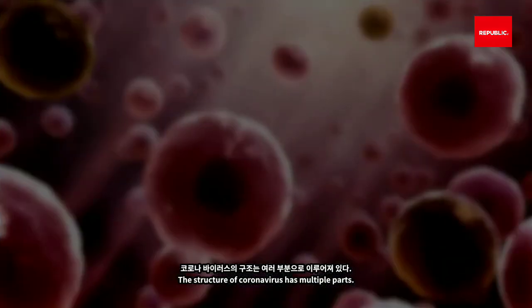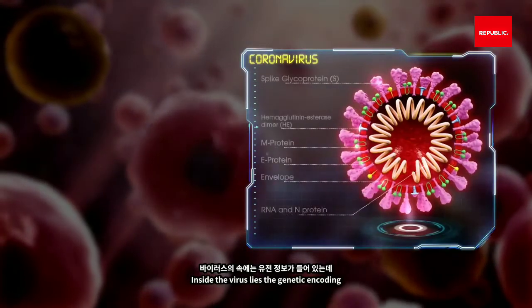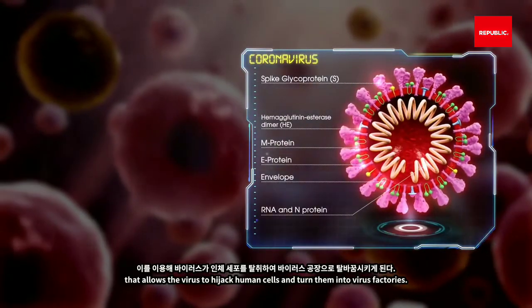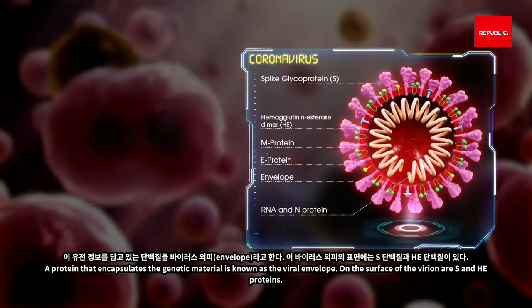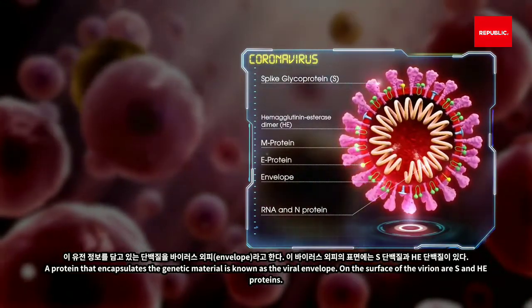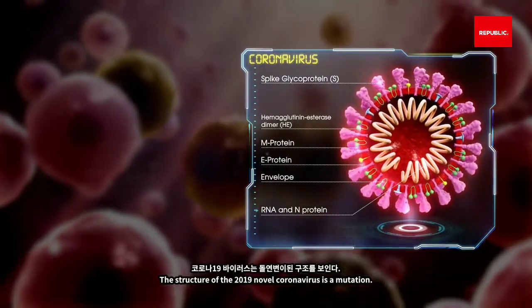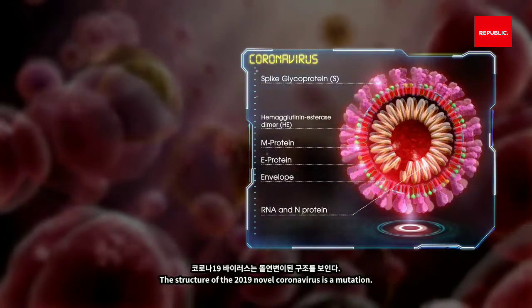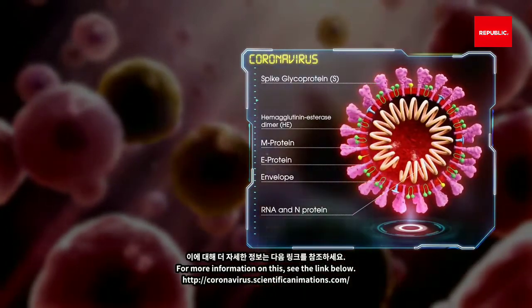The structure of coronavirus has multiple parts. Inside the virus lies the genetic encoding that allows the virus to hijack human cells and turn them into virus factories. A protein encapsulates the genetic material, known as the viral envelope. On the surface of the virion are S and HE proteins. The structure of the 2019 novel coronavirus is a mutation. For more information on this, see the link below.